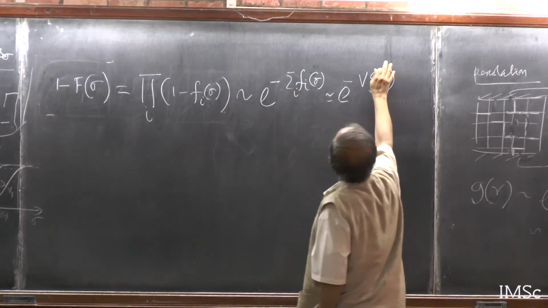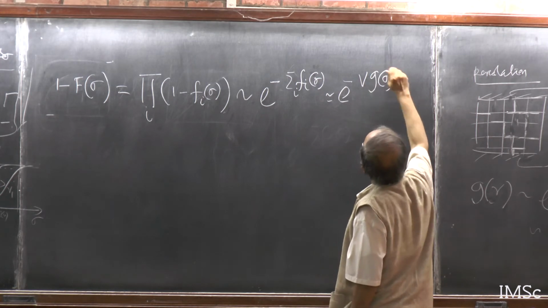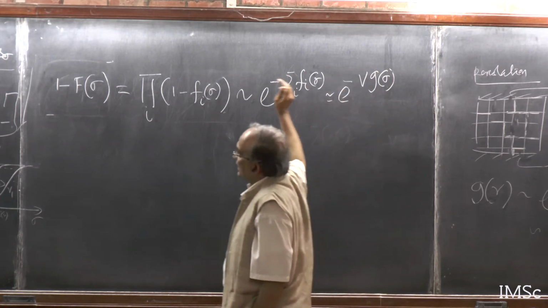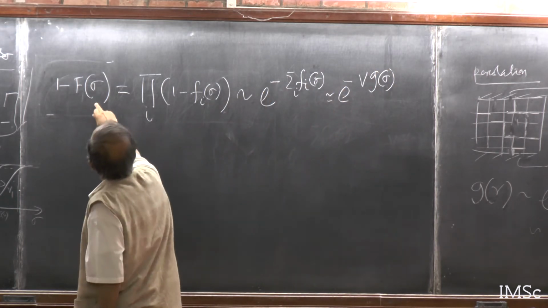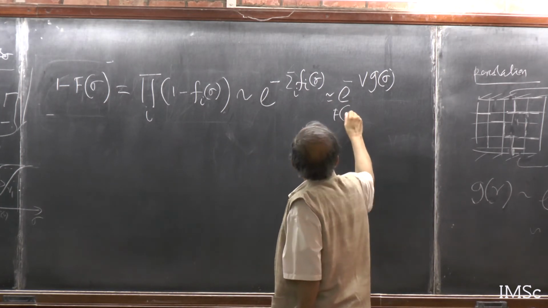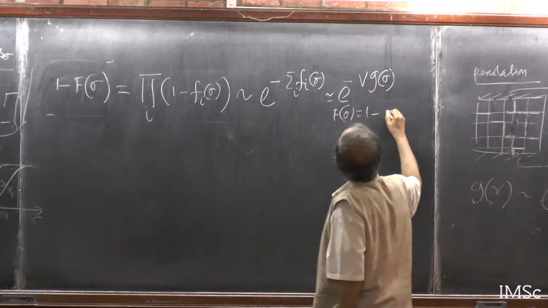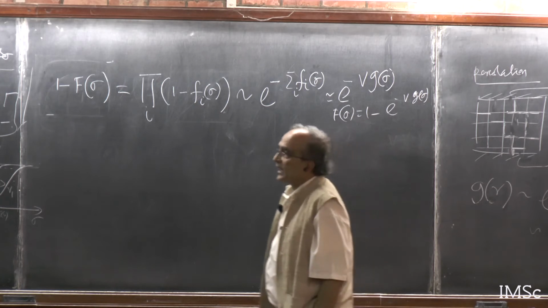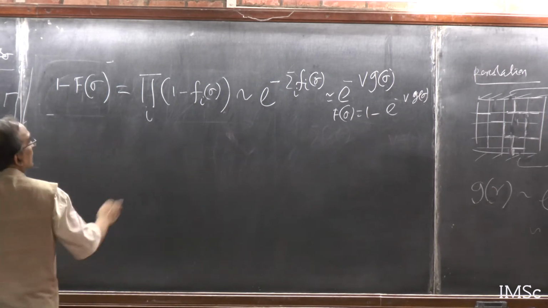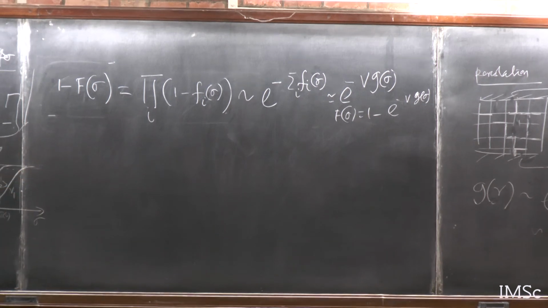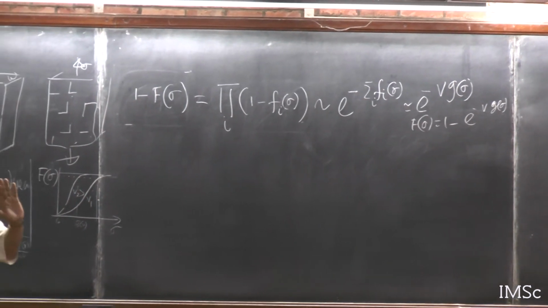Now if I can find it out, that would be a function of sigma only, and that I have to find. But what is F then? F is 1 minus this quantity. So F(sigma) is then 1 minus e to the power minus V G(sigma), and that already says that G(sigma) might give you this form, but what is for sure is that if V increases, it becomes even more vulnerable.